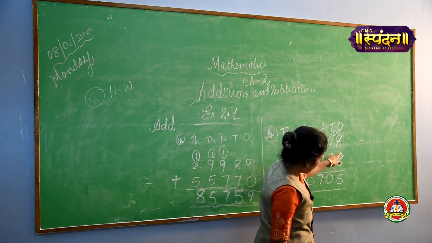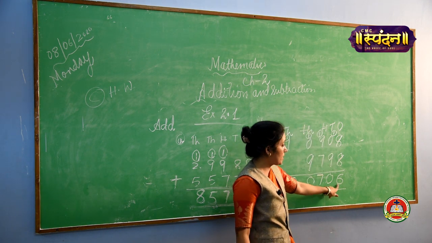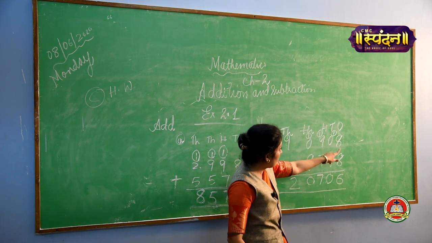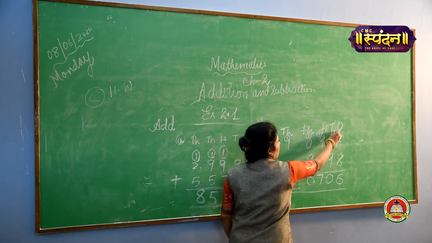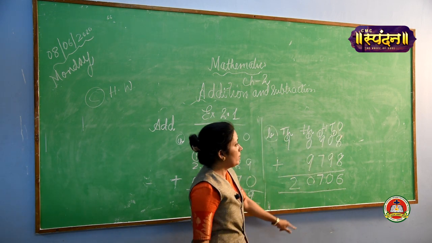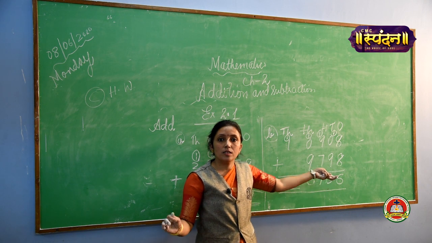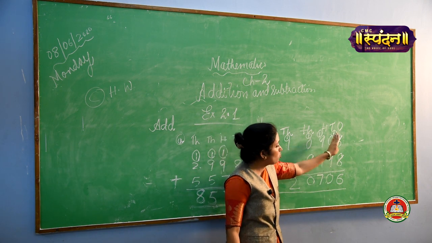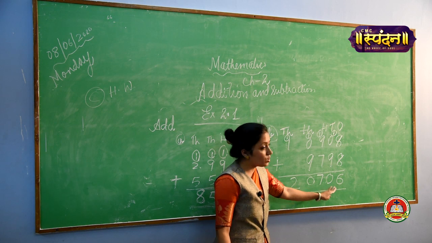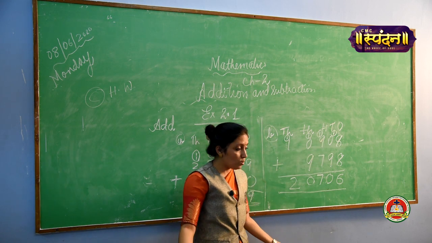See, 8 plus 8 is 16. I have written 6 there. Carry over 1. Is it clear? Carry over 1. 9 plus 1 is what? 10. 9 plus 1 is 10. 0 here. 1 again a carry over.